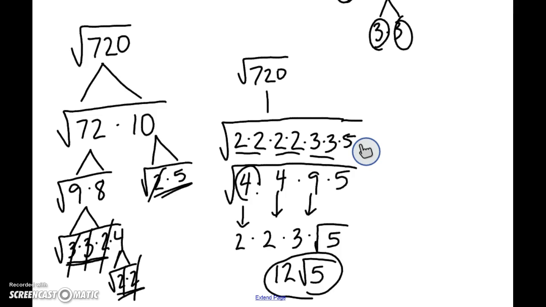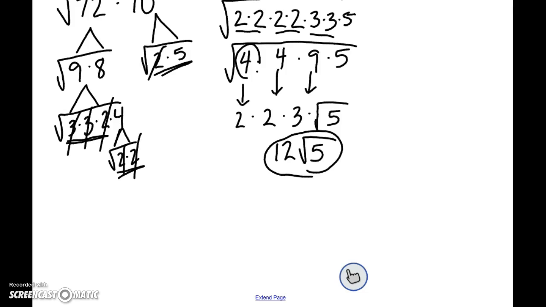So I went ahead and figured out what the square root of 4 times the square root of 4 times the square root of 9 was, which was 12. And that is how I got 12 times the square root of 5. You can also do this with cube roots.